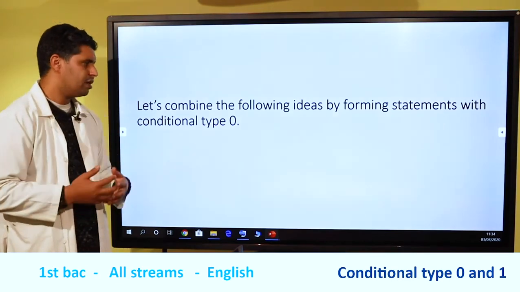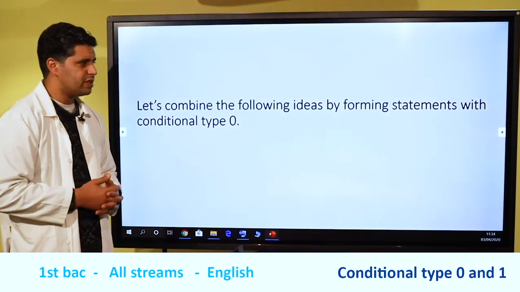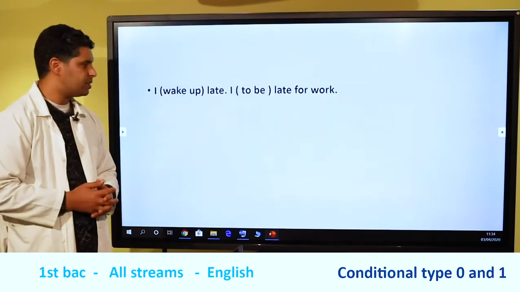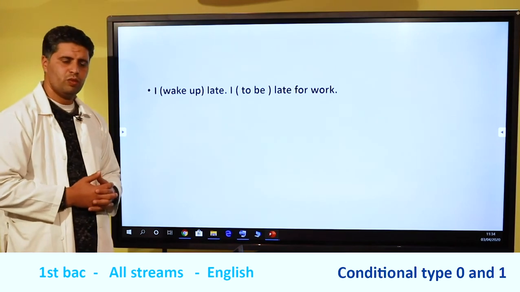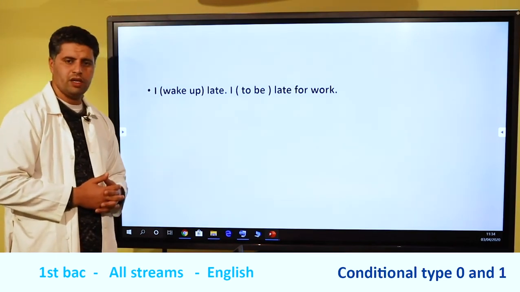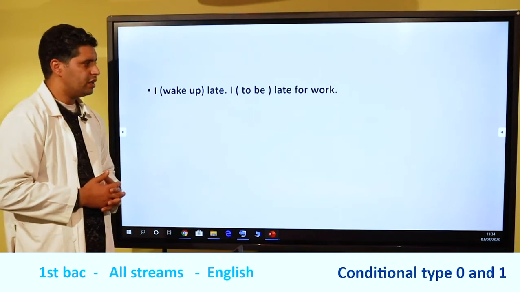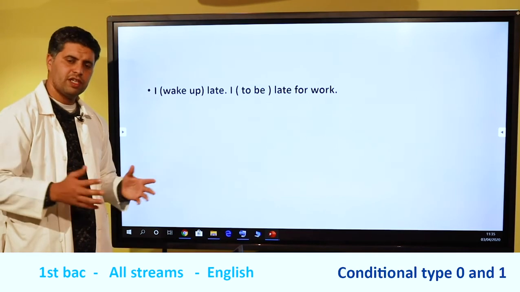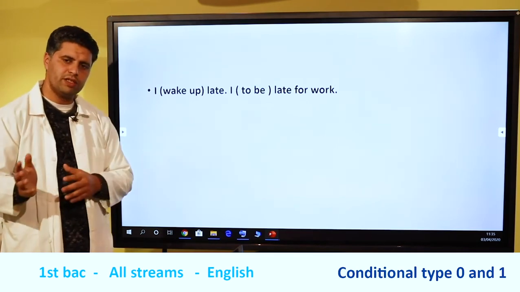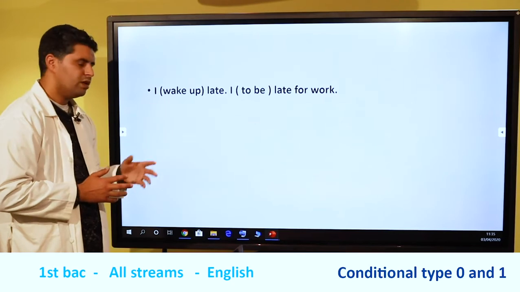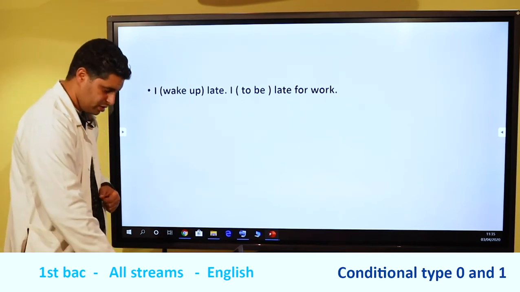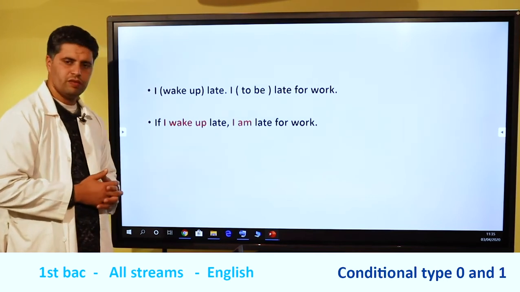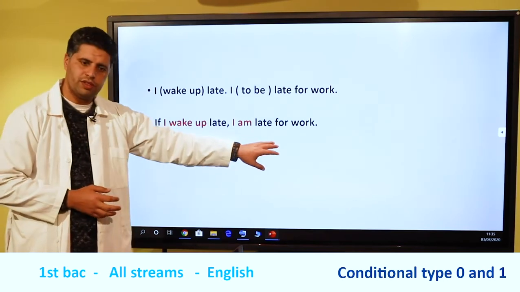Okay, now let's practice with some examples of conditional zero. We have to combine the following ideas by forming statements with conditional type 0. Let's take the first statement. For example, the verbs are wake up late and be late for work. Just to remind you, the structure of conditional zero is present simple plus present simple. So here I have to say, if I wake up late, I am late for work. Present simple, present simple.